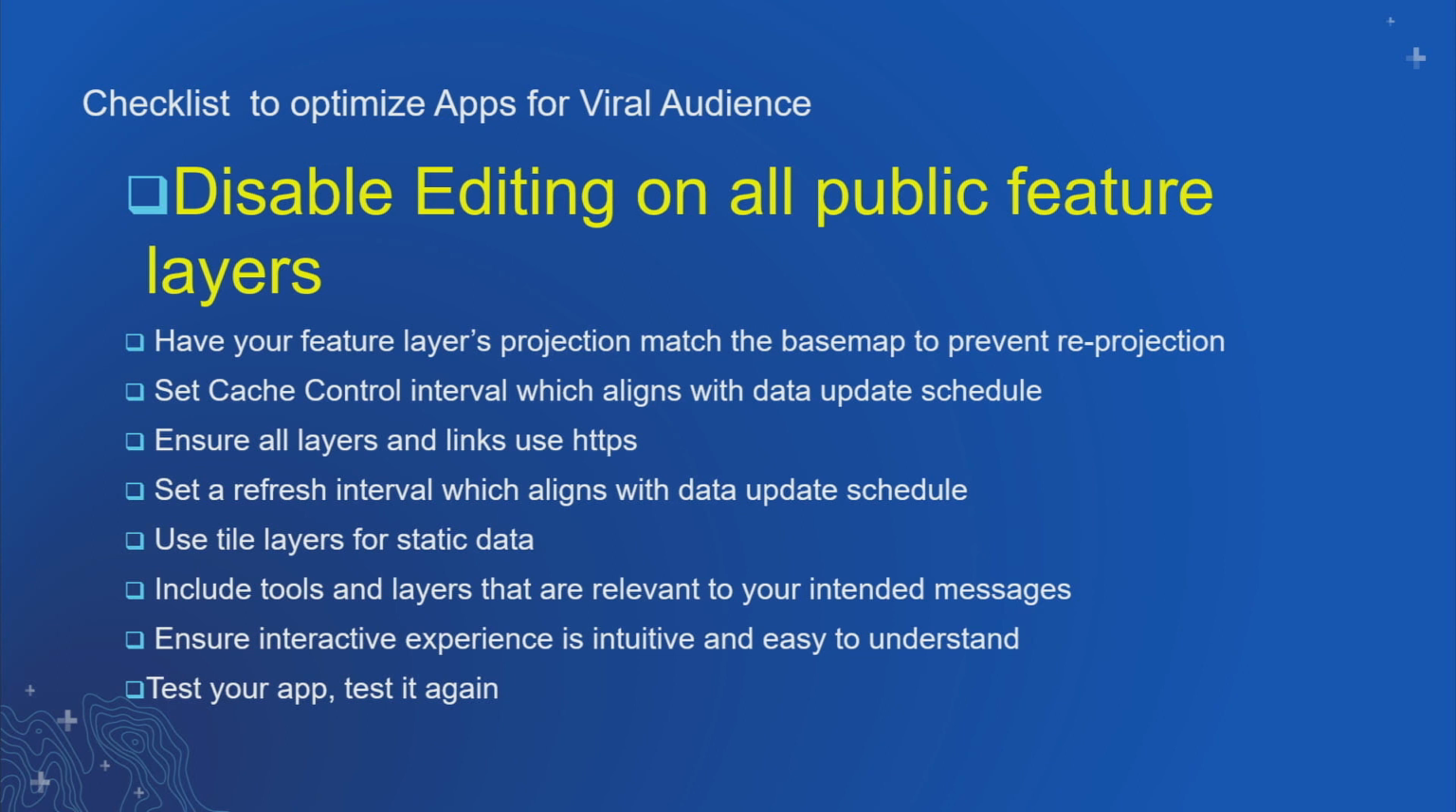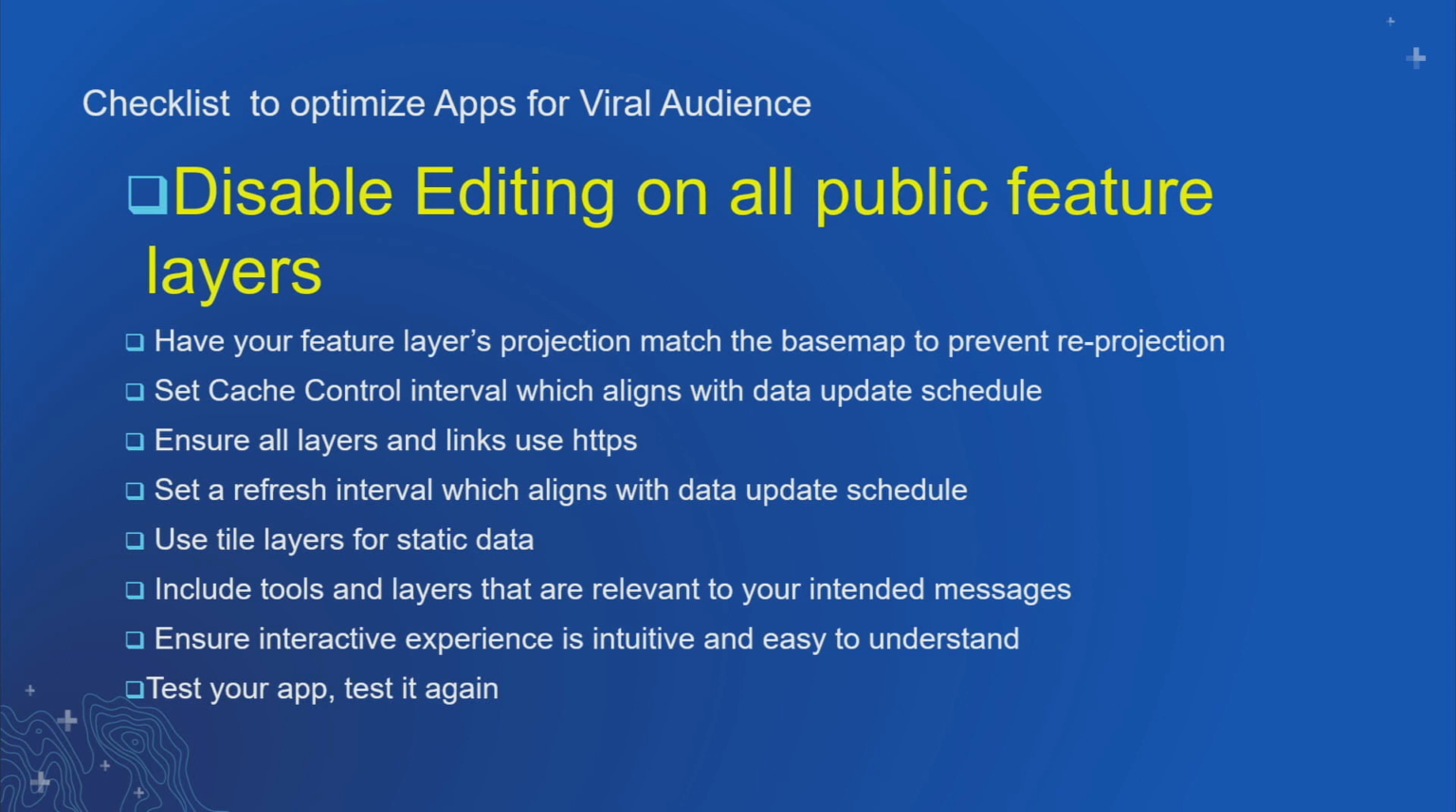Ensure all layers and links use HTTPS. There is a trend, and it's happening, to move all to HTTPS. But even now, browsers like Chrome are flagging HTTP-only layers as insecure, and you run into mixed content. So it's time to start using HTTPS only if you haven't. You want to use tile layers for static data.